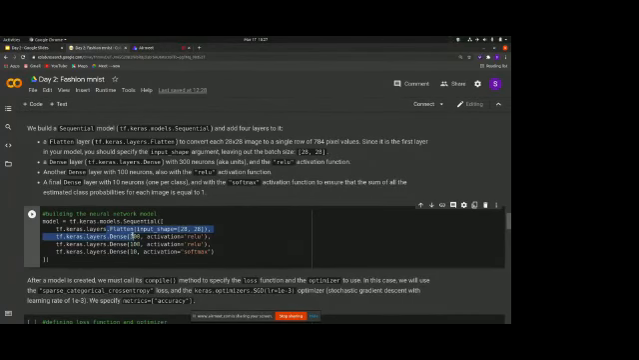Then comes the flatten. The Flatten layer just takes our input and converts it into a row vector. That is, since our images were 28 by 28, it will take the 28 by 28 image and take the pixel value of each pixel and expand it into a row vector. So we will have 784 inputs.